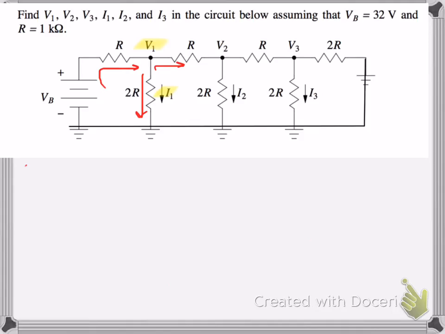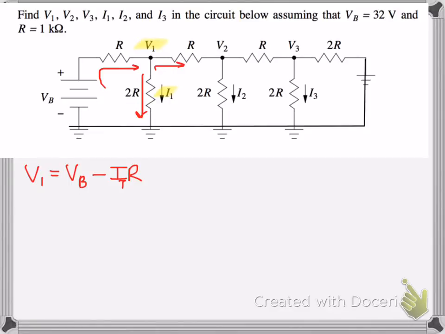Awesome. Cool. Well, that's not what we're looking for, but it'll help us in the process for finding V1, V2, V3, I1, I2, and I3. So let's look at the highlighted sections here, V1 and I1. So let's look at V1. V1 will be VB, the voltage source coming from the battery, minus the total current times R, because that's what the total current is leaving.